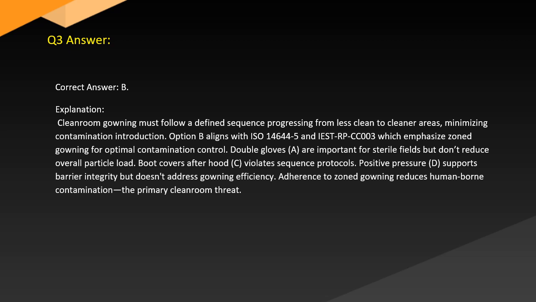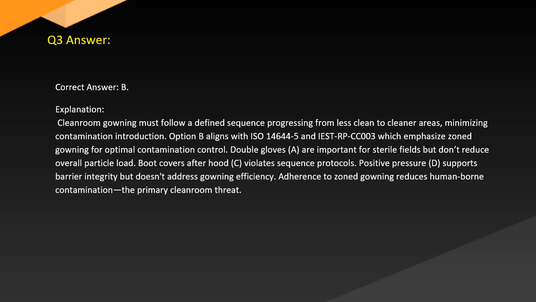Answer. Correct answer: B. Explanation. Cleanroom gowning must follow a defined sequence progressing from less clean to cleaner areas, minimizing contamination introduction. Option B aligns with ISO 14644-5 and EC guidance, which emphasize zoned gowning for optimal contamination control.